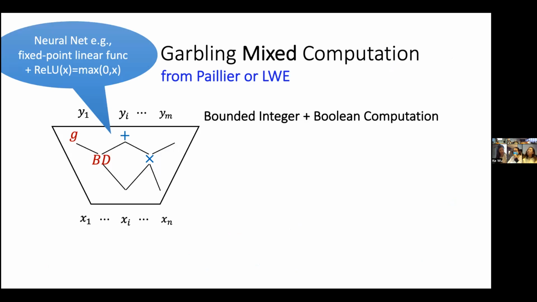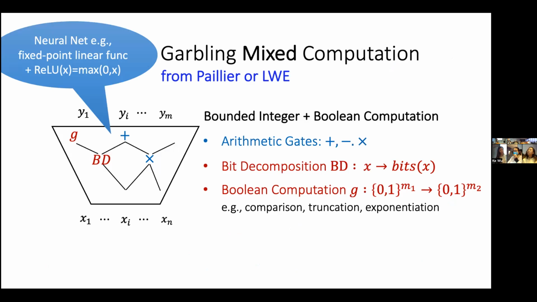This also naturally arises, for example, in deep neural networks, where you want to do some fixed point computation, but then you have a very nonlinear activation function, for example doing comparison, which is much easier to do in the Boolean version. So we allow for arithmetic gates, but also bit decomposition gates. And following bit decomposition gates, you can plug in any Boolean circuit implementing some function.